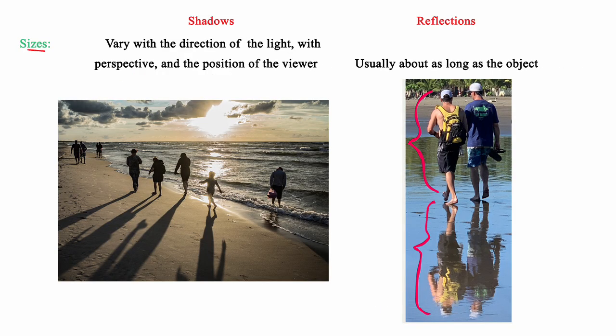So how do the shapes and sizes of shadows and reflections differ? Shadows vary with the direction of the light, with perspective, and with the position of the viewer. Reflections, on the other hand, are upside-down versions of the subject. They're as long as the subject, and they always lie directly underneath the subject.